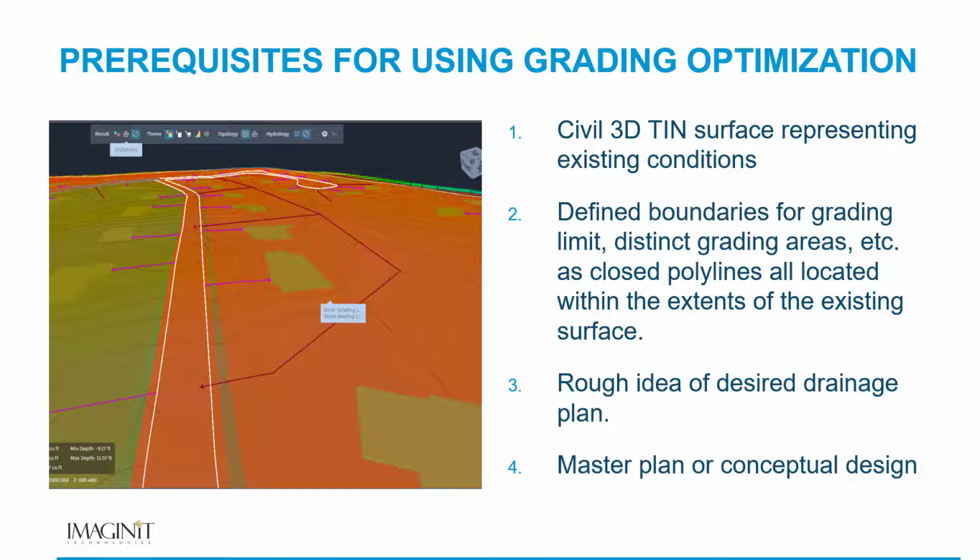It's also going to generate a bunch of feature lines that we would normally use in grading. I can massage those to alter the grading in some way. I can then use traditional grading tools, and then I'd have a completed design.